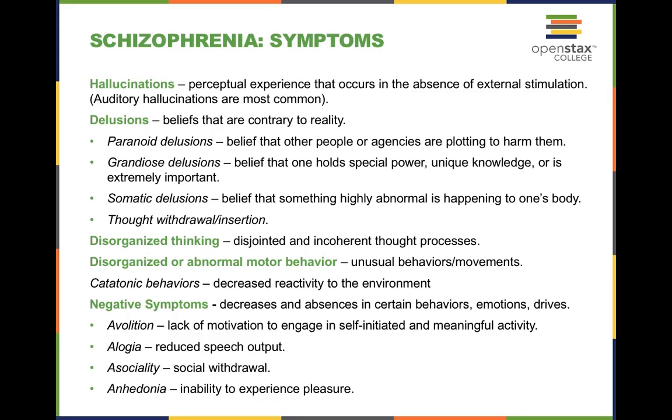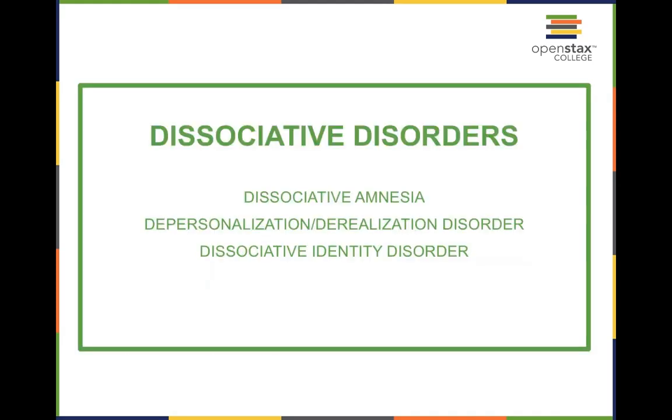Now, these negative symptoms include things that are taken away from a person's behavior or abilities, includes avolition, the lack of motivation to engage in self-initiating and meaningful activity, alogia, reduced speech output, asociality, aka social withdrawal, and anhedonia, the inability to experience pleasure. And what you'll see too with schizophrenia is with the disorganized thinking may come word salad, where an individual will say a lot of words, but they don't add up to coherent sentences.